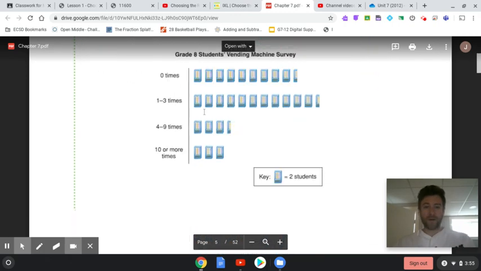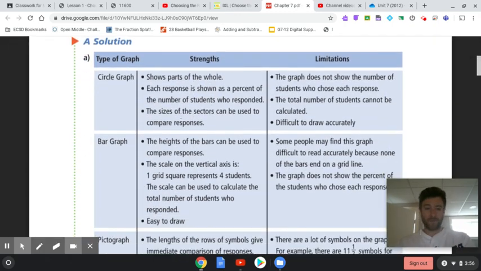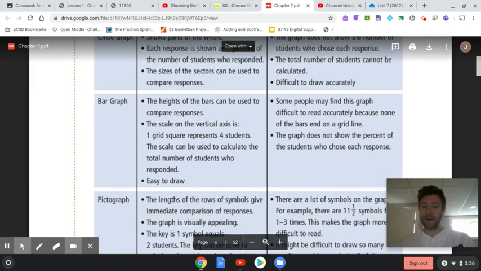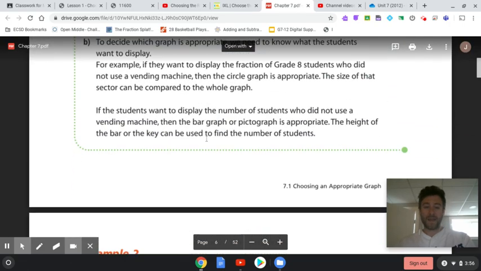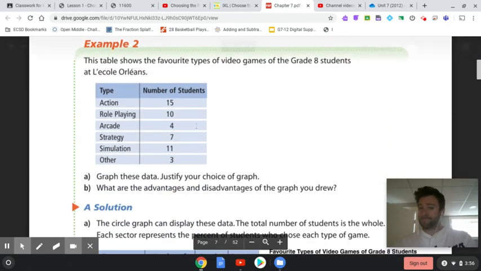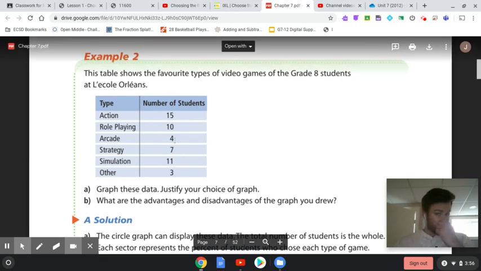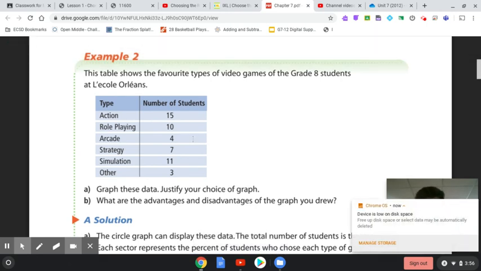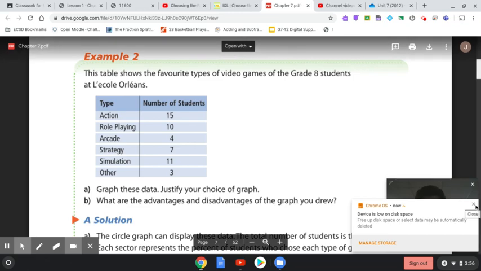Here's a question about it. And this page 385 tells you circle graph, strengths, limitations, bar graph, strengths, limitations, same for pictograph, and so forth. Okay. Different examples, asking you to graph it. You decide what kind of graph you're going to use. All right. So that's the game plan here.